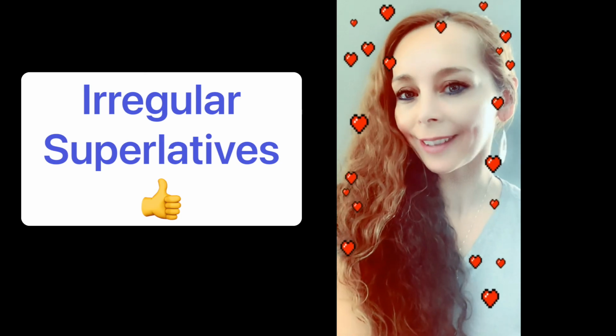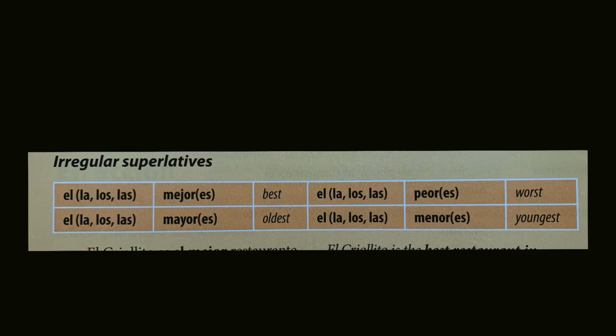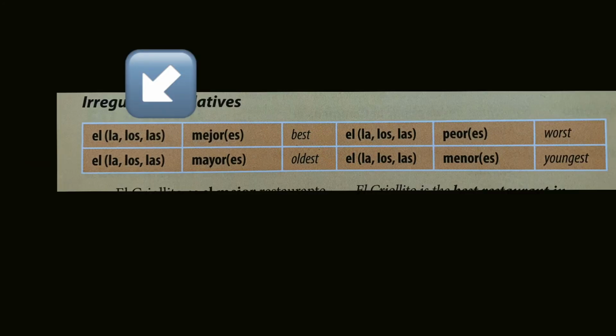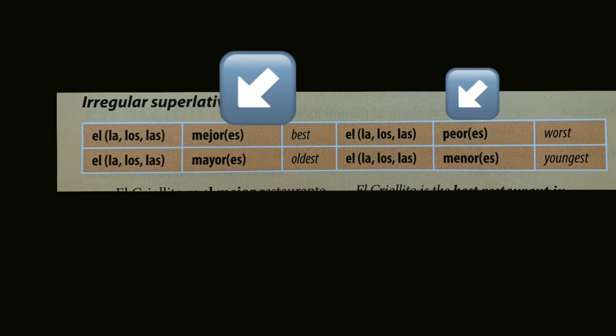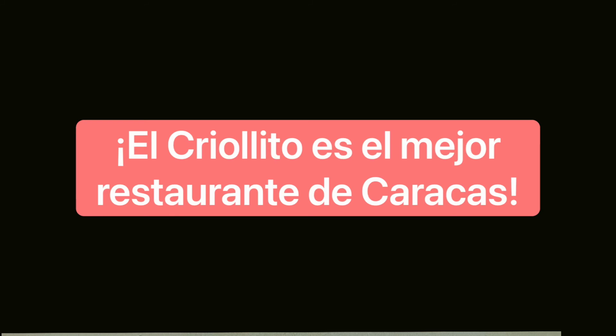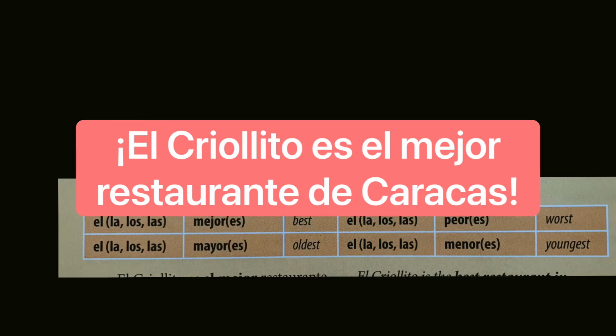Irregular Superlatives. For irregular superlatives, remember to use the article and the word mejor o peor. For example, El Criollito es el mejor restaurante de Caracas. El Criollito is the best restaurant in Caracas.